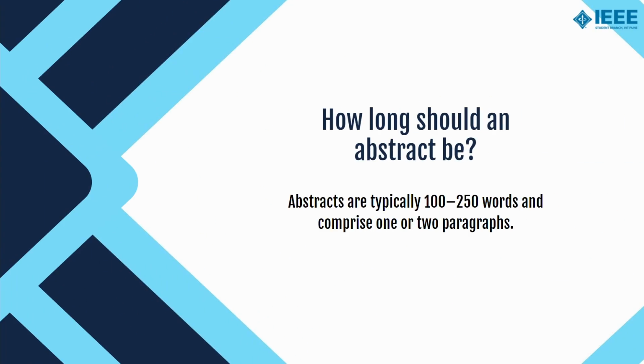Now that we have a basic idea about what an abstract is, it is important to keep in mind that it shouldn't be too lengthy. Abstracts are typically 100 to 250 words and comprise one or two paragraphs. However, more complex papers require more complex abstracts, so you may need to stretch it out a little to cover everything. It is not uncommon to see abstracts that fill an entire page, especially in advanced scientific works.